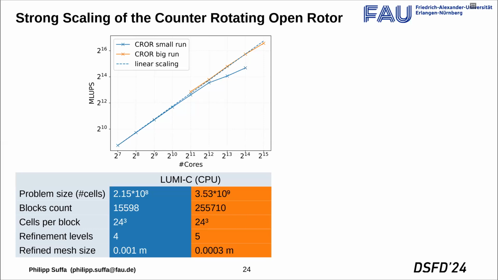Therefore, we tried another, bigger problem size, 3 billion LBM cells. And there we could easily scale up with very good scaling efficiency up to 2^15, so 32,000 CPU cores on this LUMI-C HPC cluster. We can even reach a refinement mesh size of 0.3 millimeter on the geometry.